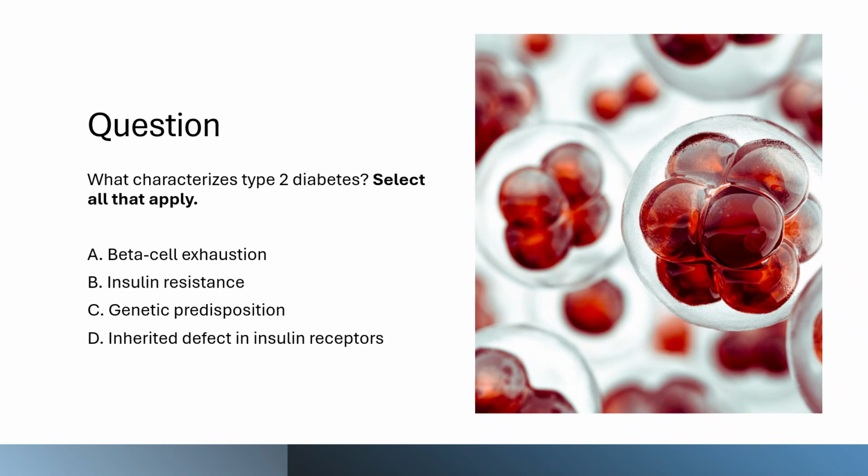Next question, what characterizes type 2 diabetes? It's also a select all that apply. The answers are A, B, C, and D. Type 2 diabetes is characterized by beta cell exhaustion, insulin resistance, genetic predisposition, and inherited defect in insulin receptors.